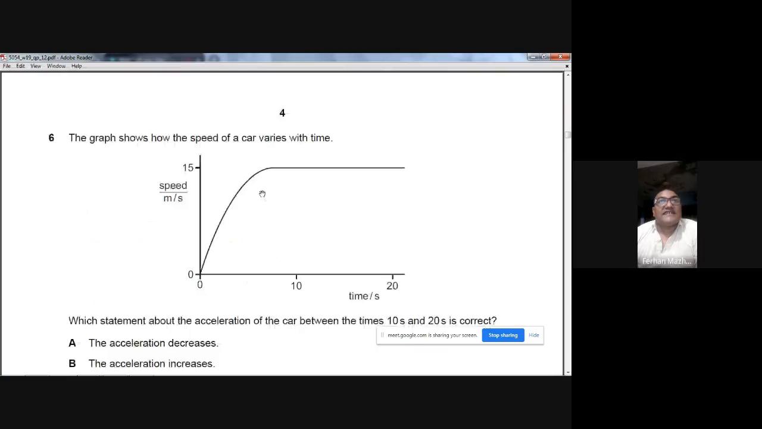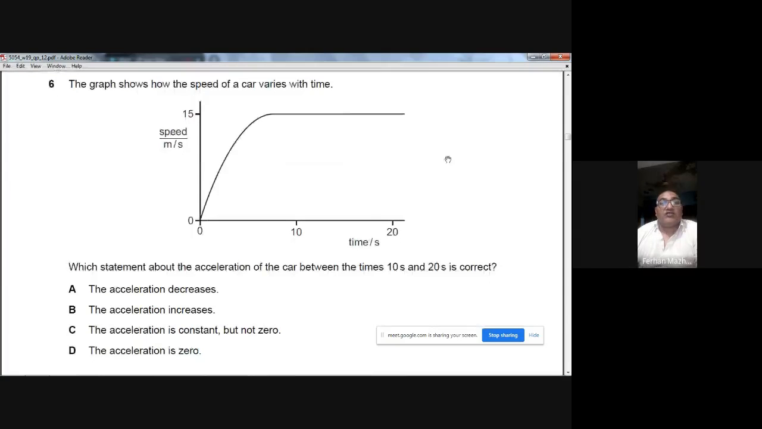Question number 6, and this is now on your screen. The graph shows how the speed of a car varies with time. It's a speed time graph. Which statement is correct about the acceleration of the car between 10 second and 20 second? If you look at the graph, between 10 second and 20 second, the graph is flat. It means its gradient or slope is 0. The gradient of the speed time graph represents the acceleration.